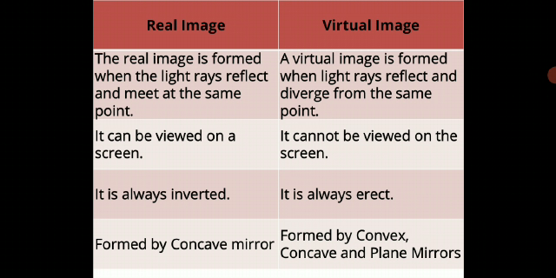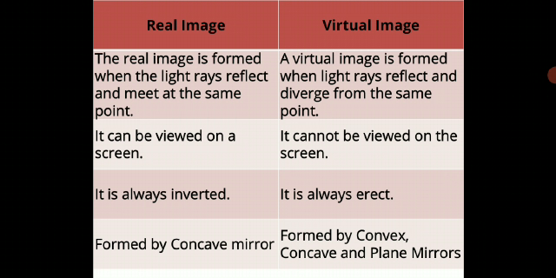A real image can be viewed on the screen. You can take this image on the screen and view it. A virtual image cannot be viewed on the screen. You cannot take this kind of image on the screen. Real image is always inverted, it's always upside down, whereas virtual image is always erect.